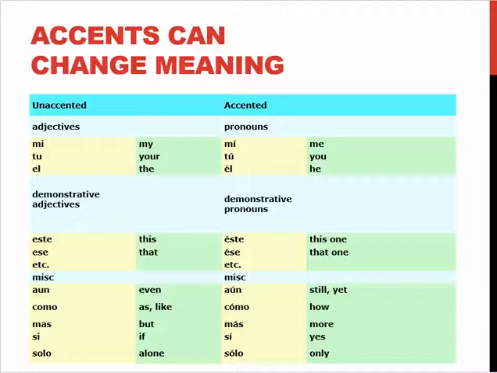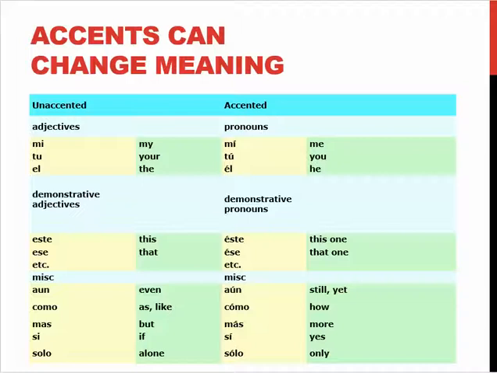Some miscellaneous ones that are commonly used. For example, aun, no accent, means even. Aún with an accent means still or yet. It's kind of a big difference. Como, no accent, means as or like, but cómo with an accent means how. Mas, no accent, means but, and más with an A accented means more. Si with no accent is if. Sí with an accent is yes. Solo, no accent, means alone. Sólo with an accent mark means only.